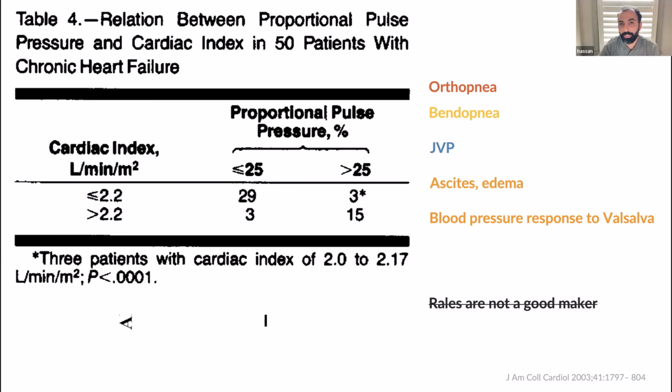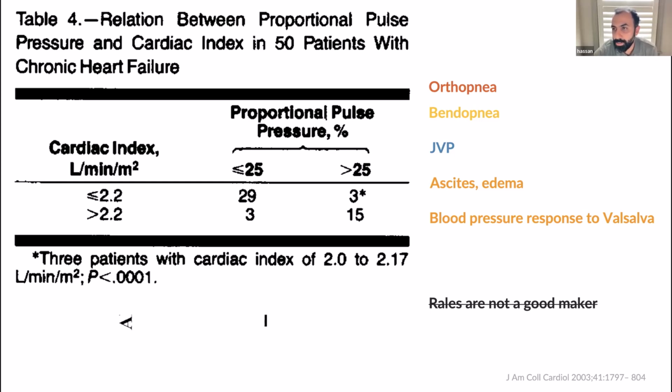Now, the other signs that actually tell us if patients have a high wedge pressure as well, or high RA pressure. So we mentioned, of course, orthopnea. This is a given. We always ask the patients about two-pillow orthopnea. And almost always they answer, well, I sleep on my side. This is usually an indirect sign of orthopnea, if they sleep on their side because they prefer their side. Bendopnea, as we mentioned, JVD, ascites, and edema, all these are signs of high filling pressures.